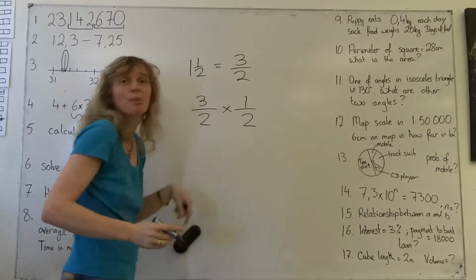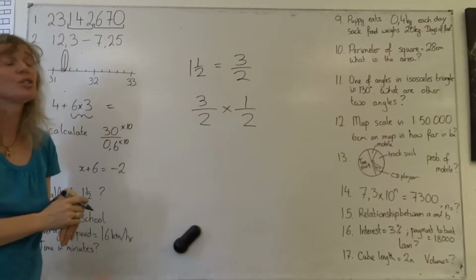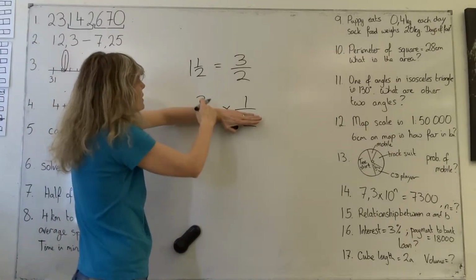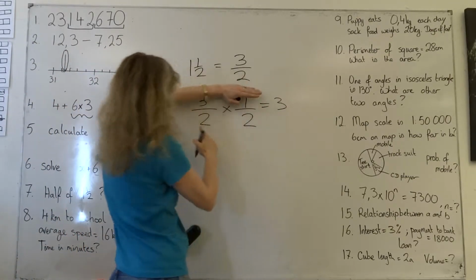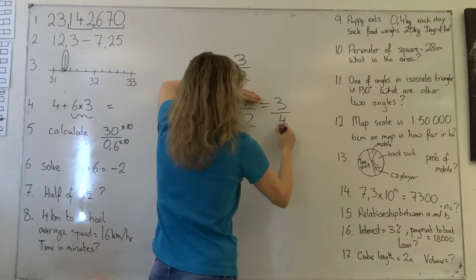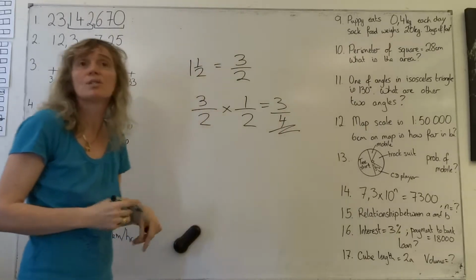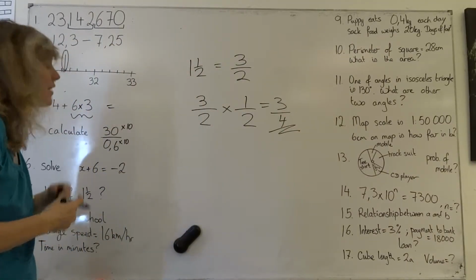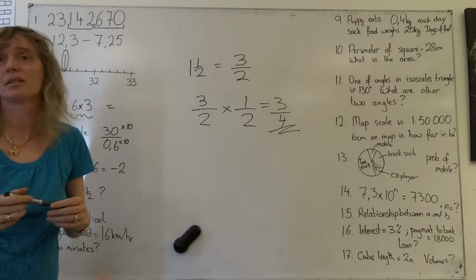So we're just multiplying two fractions together, which is super easy now, because 3 times 1 is 3, and 2 times 2 is 4. So it gives us the answer 3/4, which we also know is 0.75, and you can answer either of those answers to get the point.